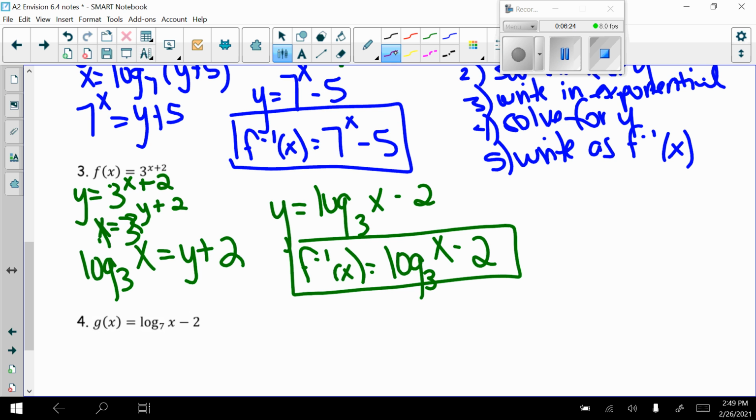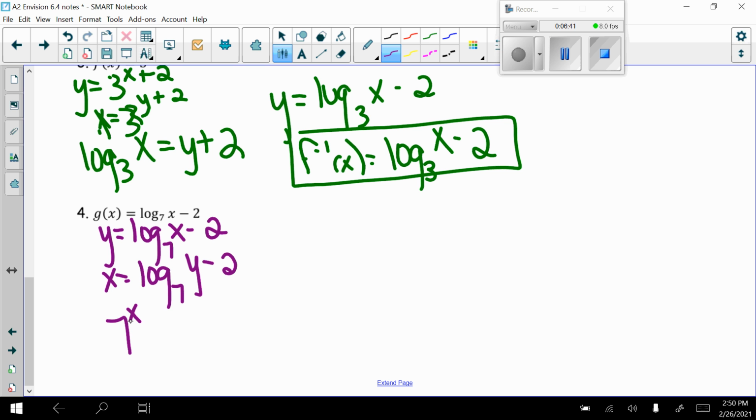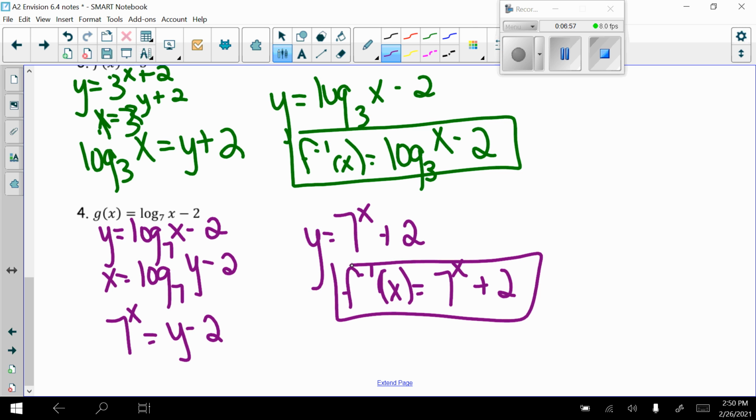Let's look at number 4. G of x equals log base 7 of x minus 2. Make this say y equals log base 7 x minus 2. Trade places with x and y. Change to an exponential, so I get 7 to the x equals y minus 2. Get y by itself, so y equals 7 to the x power plus 2. Make it say f inverse equals 7 to the x plus 2. There's our inverse. Right?